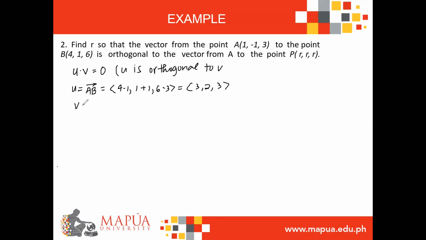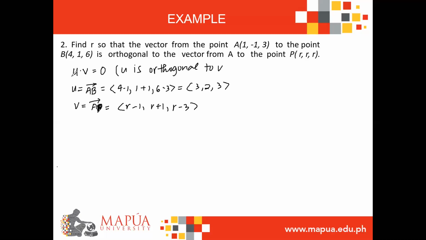Then you have your vector v. So this is the vector now from the point A to the point P. So that's AP. So we have here now, terminal point is point P, initial point is point A. So we have r minus 1, then r minus negative 1 is r plus 1, then r minus 3.